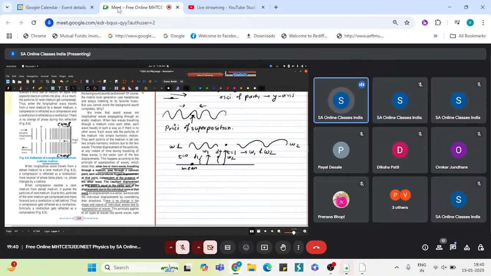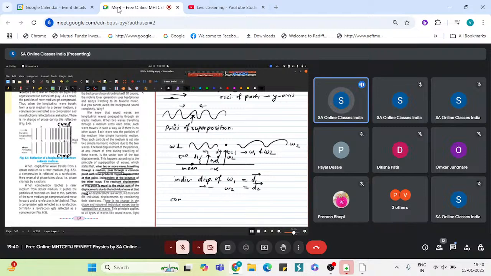So what the principle of superposition essentially says is that if two waves are hitting a particle at the same time, then the displacement of that particle will be the vector sum of the displacements caused by the individual waves. So in this case, the individual displacement of wave 1 is equal to d1. This is a vector because it has direction, obviously, because this is the positive direction and this is the negative direction, right? So in that sense, it is a vector quantity. And the individual displacement because of wave 2 is equal to d2.